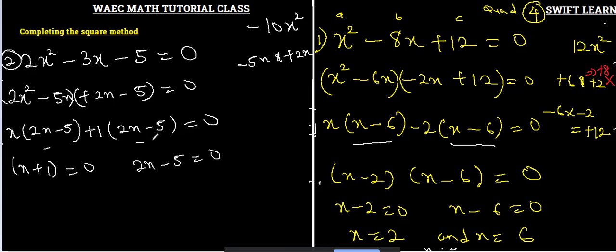Until these two are the same thing, you can't do anything. If they are not the same thing, go back and check your work. That means something is wrong. It's not a correct equation. So once this one comes, it becomes minus 1. Then x is what? 5 divided by 2.